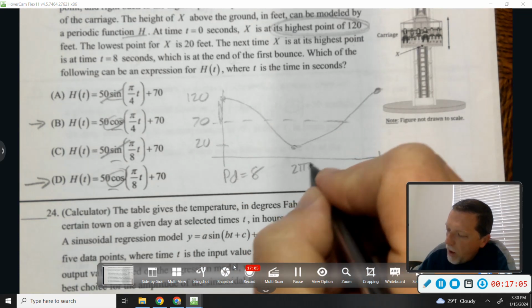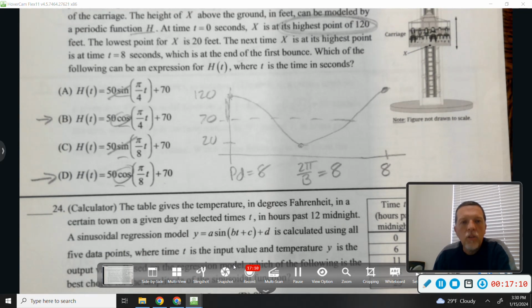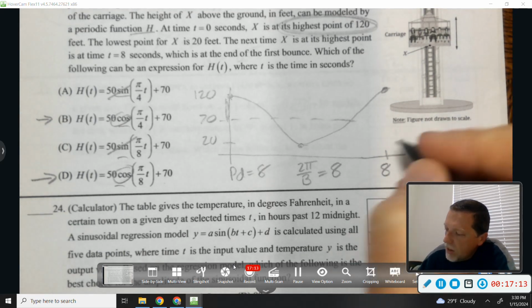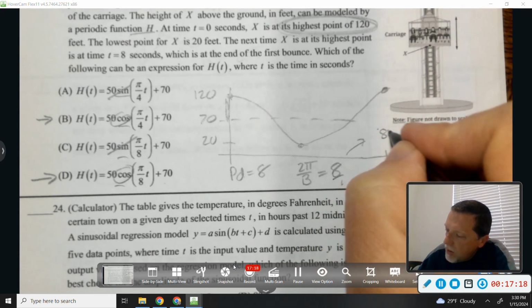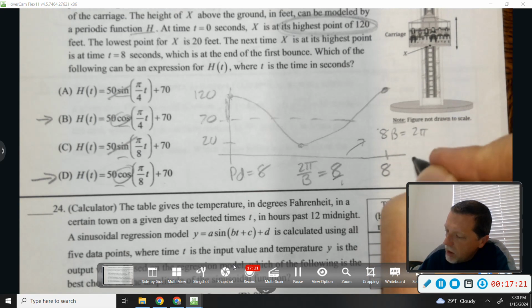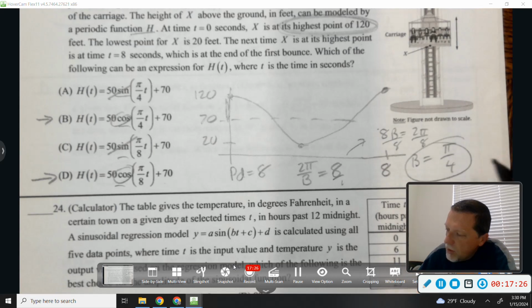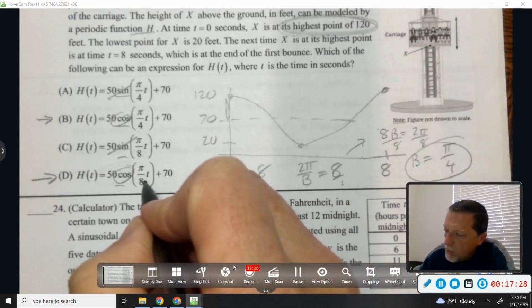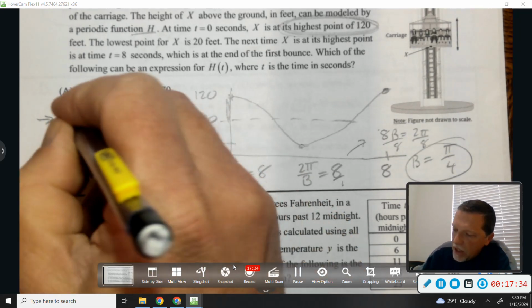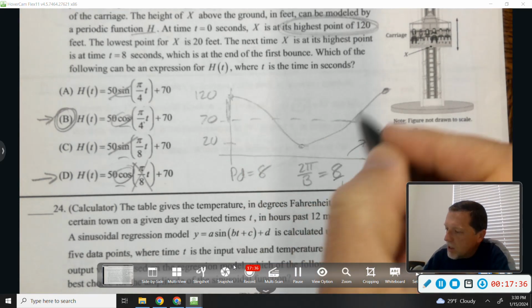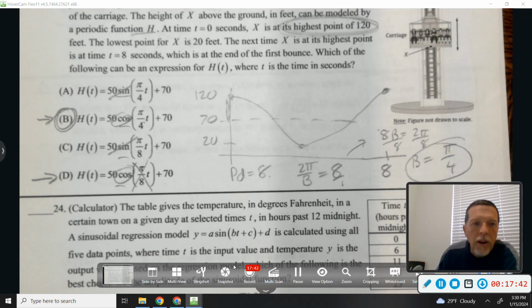So that means 2 pi over B needs to be 8. Cross multiply if you like: 8b equals 2 pi. Divide both sides by 8. So b is pi over 4. And now I'm looking at answer choice B, not answer choice D, because they gave me one complete cycle, told me it was 8 seconds, so I was able to figure out that b was pi over 4.